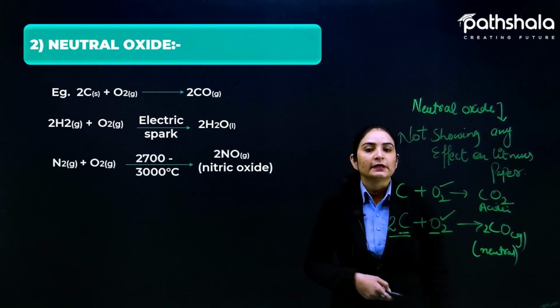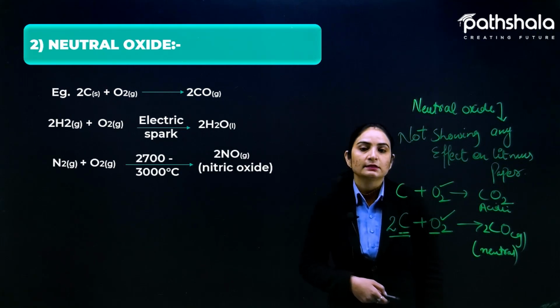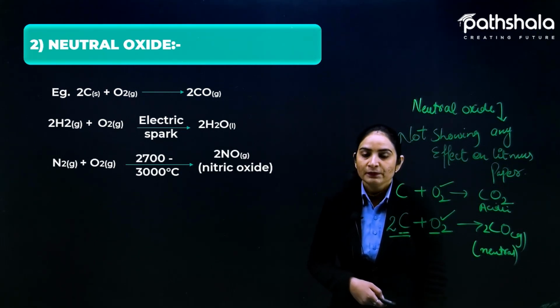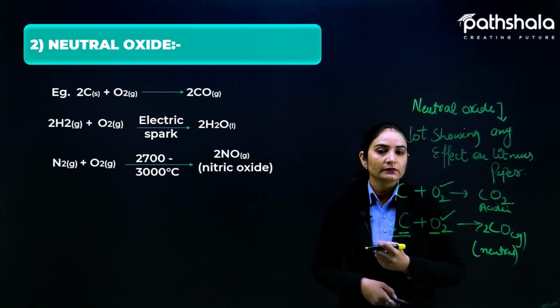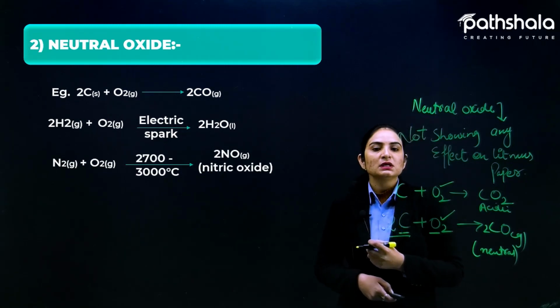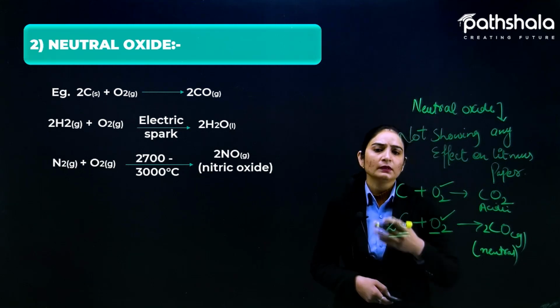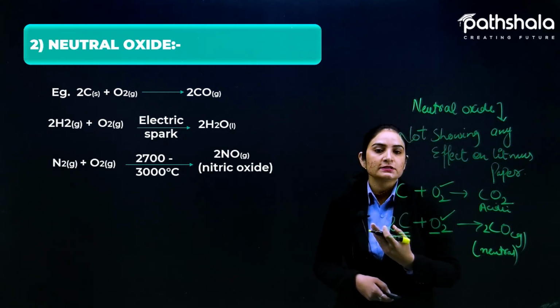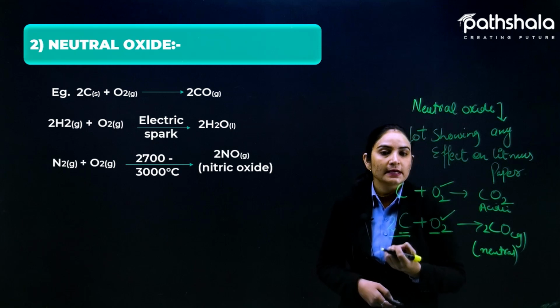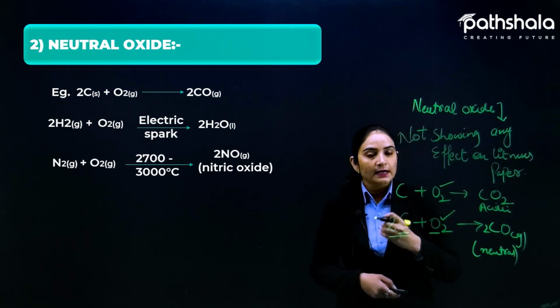Another is nitrogen. Nitrogen is a non-metal here, and it is undergoing reaction with oxygen. The temperature conditions are very important here: 2700 to 3000 degrees Celsius will be the temperature condition. And under these conditions we are getting nitric oxide, 2NO, which is again a neutral oxide.